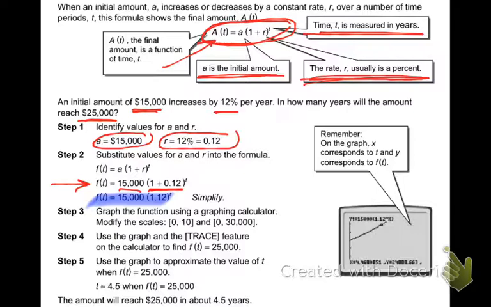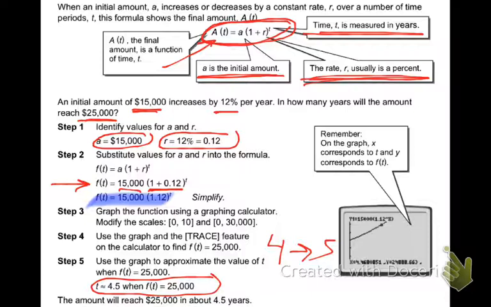Now I can see where my y value is $25,000. So I'm looking for the y value of 25,000 because t is my x, time in years. And what do you say, Maddie? It would be between 4 and 5, which actually, if I look at this, my answer said about 4.5, which is a pretty good estimation, I would say.